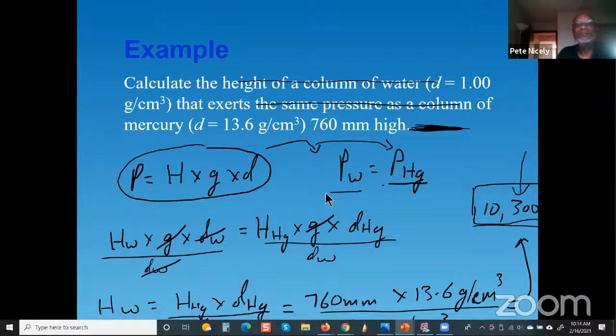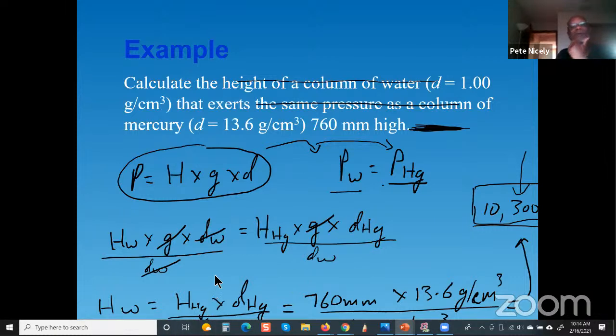So what I'm going to do now is replace this and this with their respective forms of this equation. For PW, I'm going to write down HW times G times DW. HW would be the height of the water column, G would be the acceleration due to gravity, and DW would be the density of the water, right? And then on the right side of the equation, I'll replace this with the height of the mercury column, HG, times, again, the acceleration due to gravity, times the density of the mercury, all right?